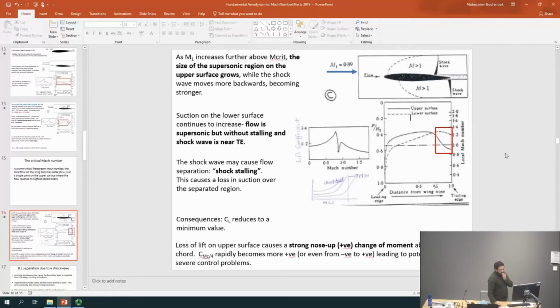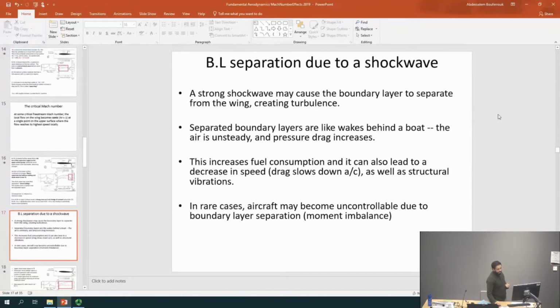Okay, so Mach number is 0.89. Actually, we're going to increase it even further now. Let me very briefly talk again about boundary layer separation due to shock wave. When you have flow separation, the flow becomes so turbulent that you get a lot of eddies, and those eddies are basically lost energy, which means your engines must work hard to account for that.